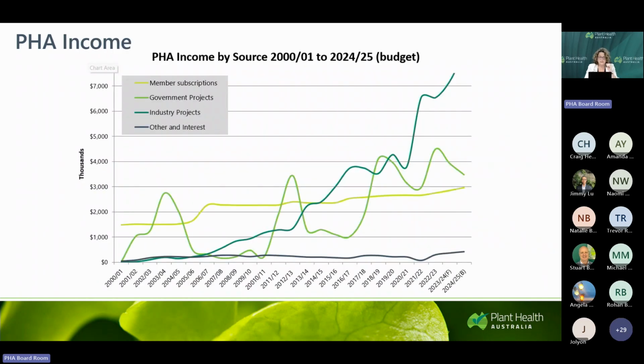Whilst we've experienced an increasing investment from plant industries, government-funded projects have continued to decrease. This is reflected in our budget formation, where we are expecting income from plant industry projects to be higher and income from government-funded projects to be lower than the current year.